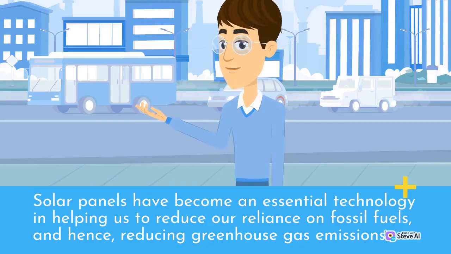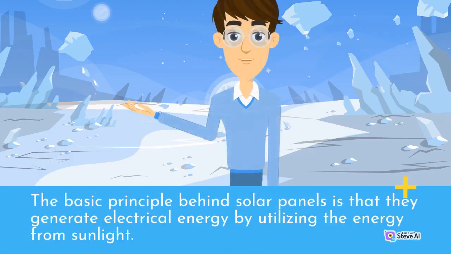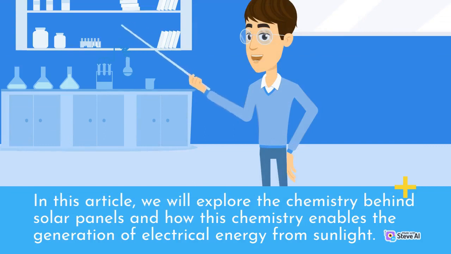Solar panels have become an essential technology in helping us to reduce our reliance on fossil fuels, and hence, reducing greenhouse gas emissions. The basic principle behind solar panels is that they generate electrical energy by utilizing the energy from sunlight. In this article, we will explore the chemistry behind solar panels and how this chemistry enables the generation of electrical energy from sunlight.